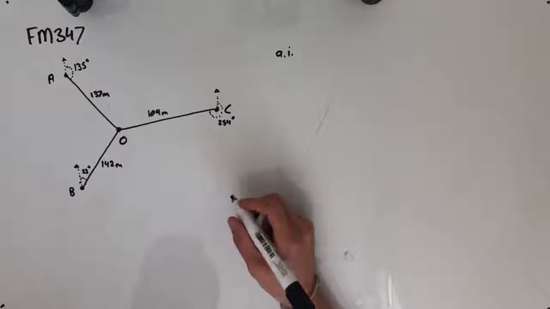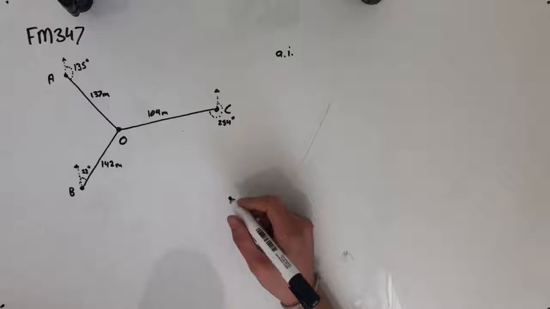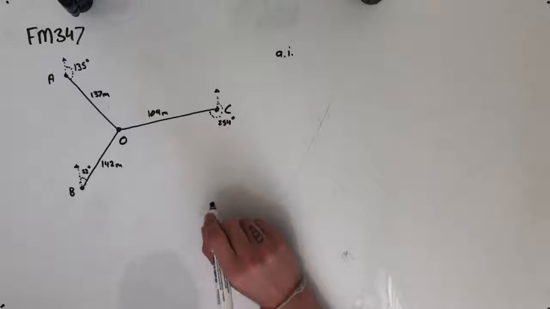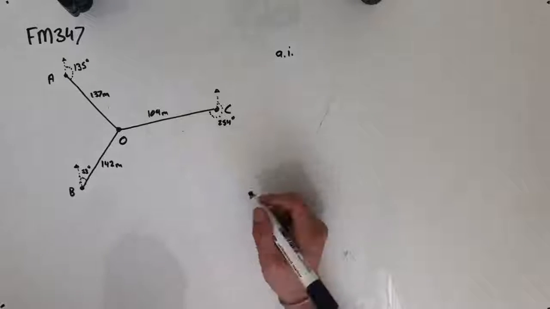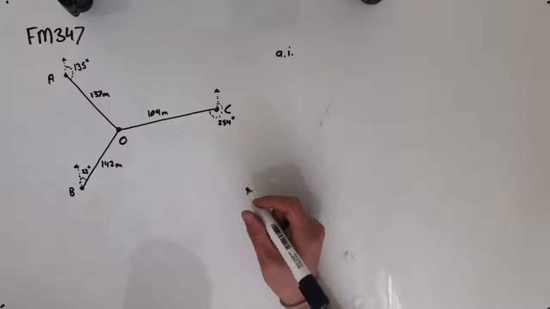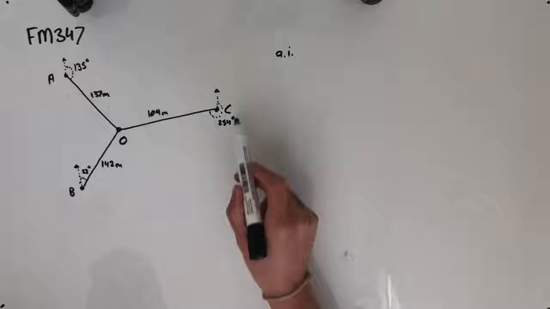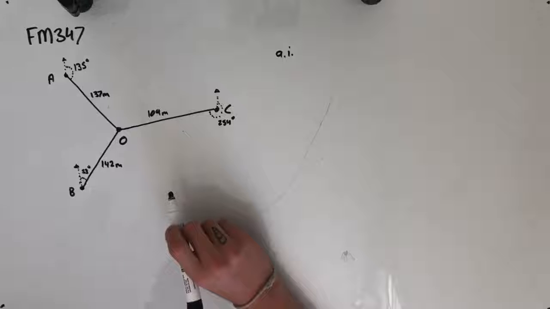This question reads, at Werribee Park, 3 campsites A, B and C surround the local bonfire at point O. The distance and bearing of the bonfire from each of the 3 campsites is presented in the figure below, and then we're given a figure that looks like this.